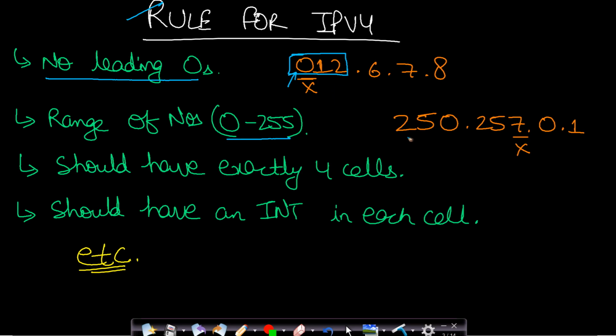Now the range of numbers for each of the cells should be in the range of 0 to 255. So in this case you can see that this is a valid range. This is in the range of 0 to 255. This is invalid. This is 257 which is out of range. So this entire IP will not be an IPv4 address.